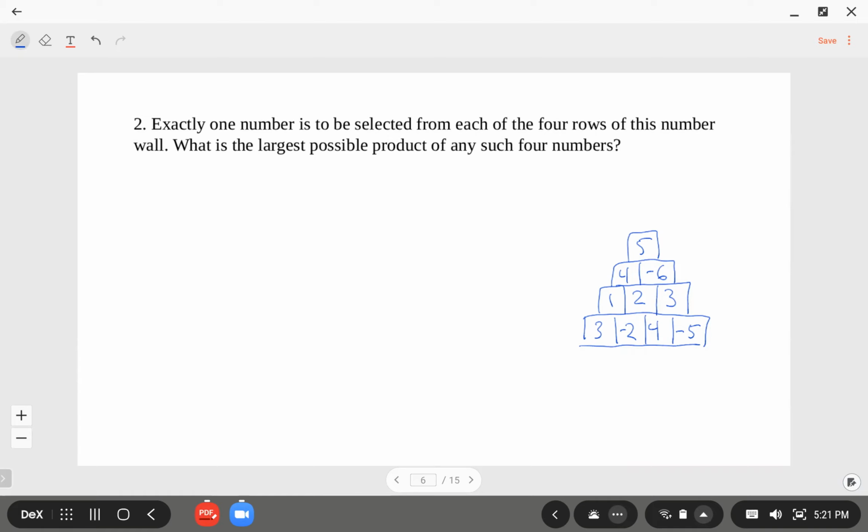So I'll give you, this is another pretty easy problem. I'll give you more time to think on this one. This will be 30 seconds maximum. Okay, maximum 30 seconds starts now.